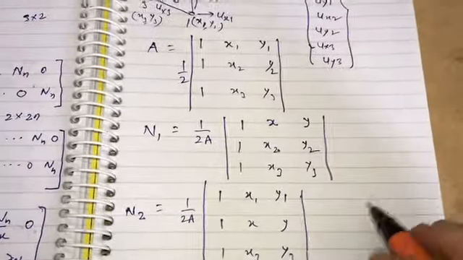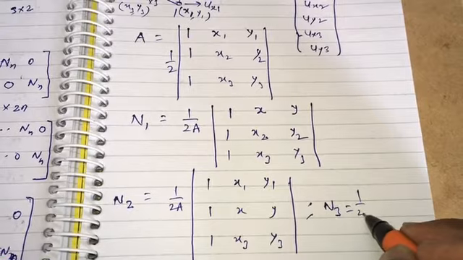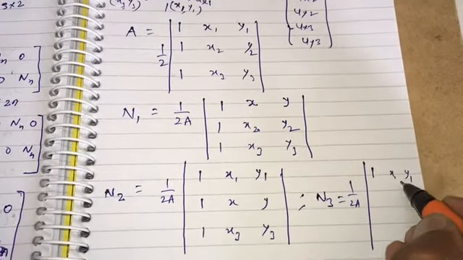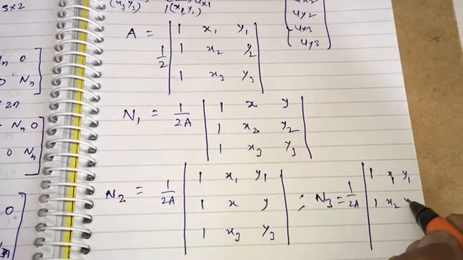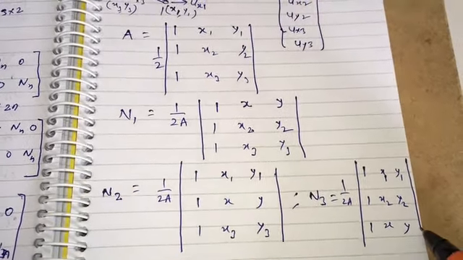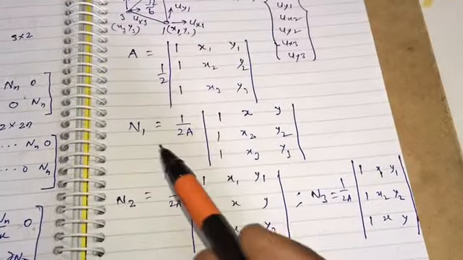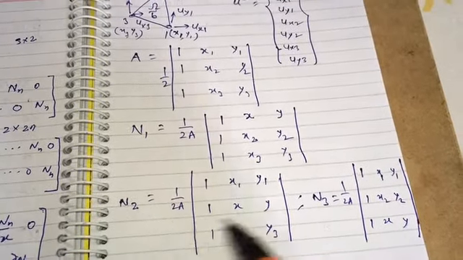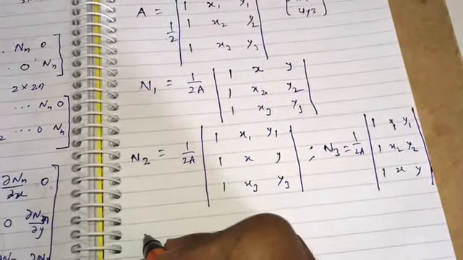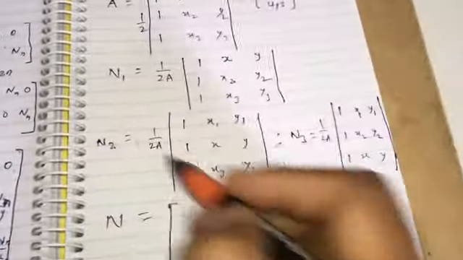And similarly N3 is given as 1 over 2A, and we have the determinant of 1 x1 y1, 1 x2 y2, and 1 x y. Okay, so we have this. N1, N2, N3, all of them are functions of x, y now. So now we know N, we call it the N matrix, and we can compose the N matrix based on this.